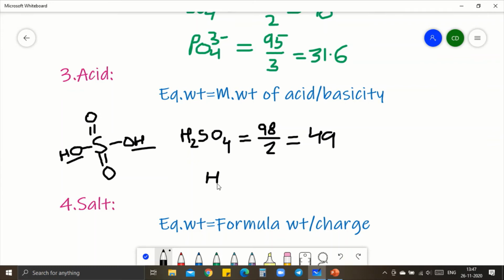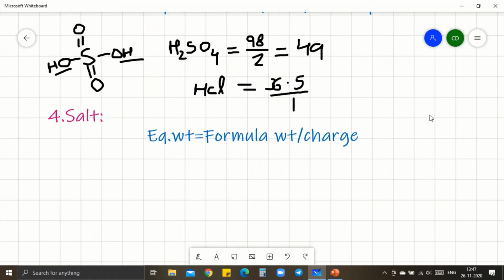Let's take HCl. There is no oxygen here, but the basicity is 1 because there is only one hydrogen. So 36.5 by 1. It's 36.5.